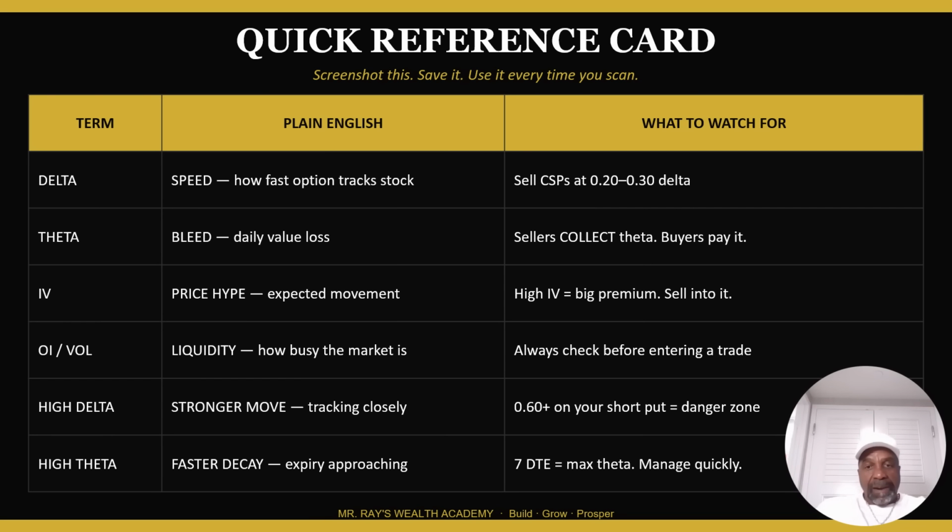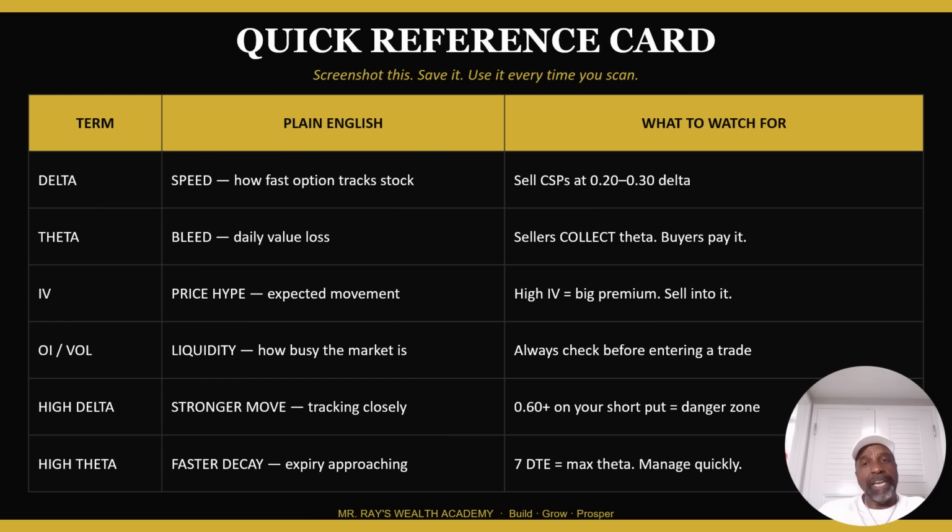All right, here's your quick reference card, baby. Take a picture of this, study it, and know that this is your quick reference before you get ready to sell a put. All right. Understand what the theta is. You want, again, to make sure the delta is around 0.20, 0.30. You want to make sure that there's high bleed, the daily loss. And of course, you've got to have that IV, baby. It's got to be high, or else you're going to get cheap premiums. All right. So high theta, that's where we win, baby.